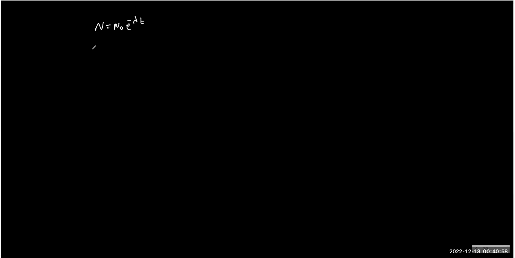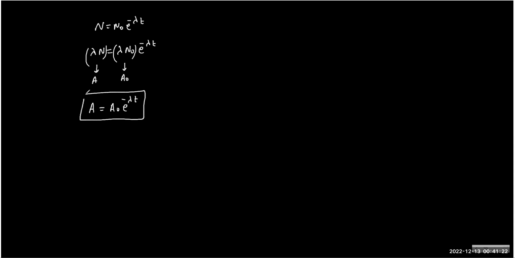If I multiply both sides with lambda, this is called the present activity. This is called the initial activity when you started your observation, right? So can we say A naught? And this is the present activity. So activity will follow the same formula as the answer for N, right? Because anyway, lambda is a constant. We know what lambda is.